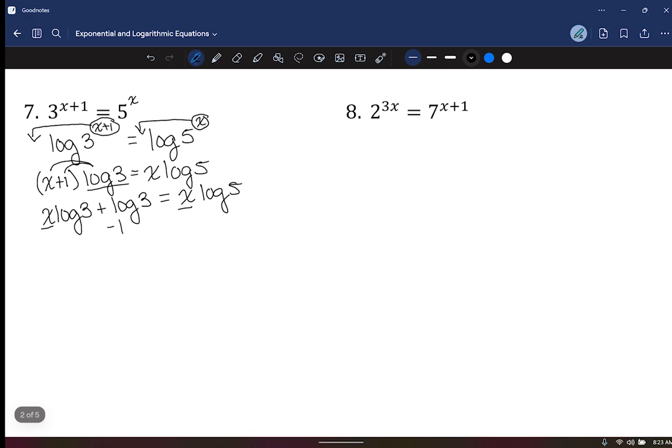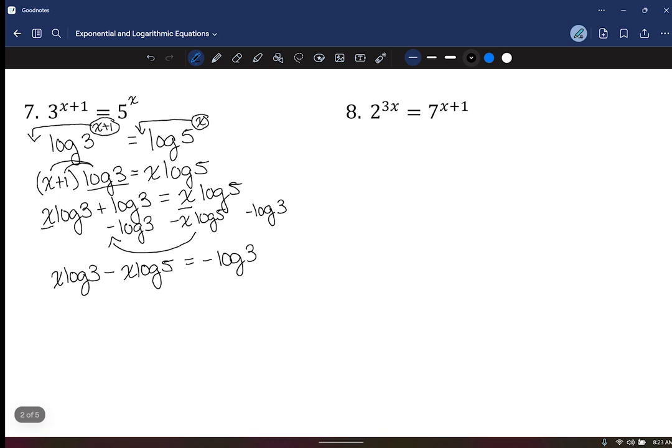So I'm going to subtract the log 3 to move it to this side. And I'm going to subtract x log 5 to move it to this side. So I have x log 3 minus x log 5 is equal to negative log 3. Now I have a common factor between these two terms, so I'm going to factor the x out. So if I divide that out of the first term, I'm left with log 3. And if I divide it out of the second term, I'm left with negative log 5. That's equal to negative log 3.